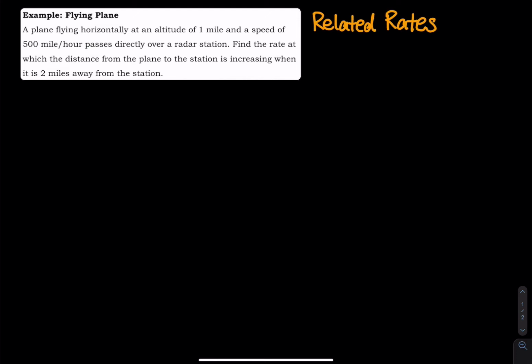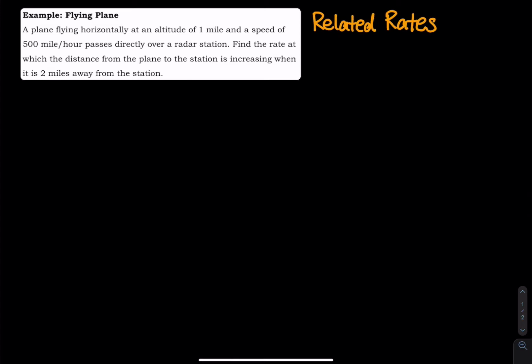Is flying plane is a related rate problem. Let's read the problem first. A plane flying horizontally at an altitude of 1 mile and at a speed of 500 miles per hour passes directly over a radar station. Find the rate at which the distance from the plane to the station is increasing when it is 2 miles away from the station. So first step is we have to draw a diagram.